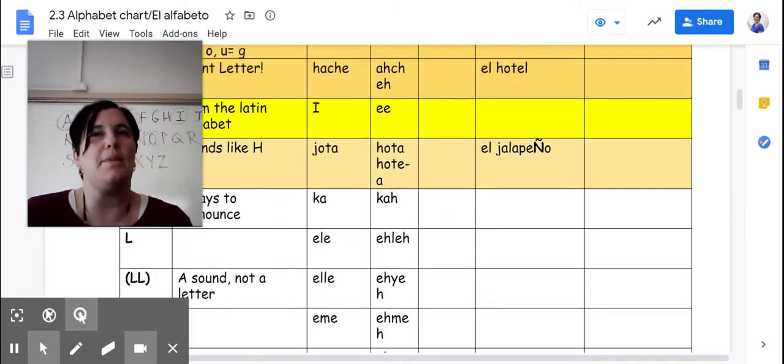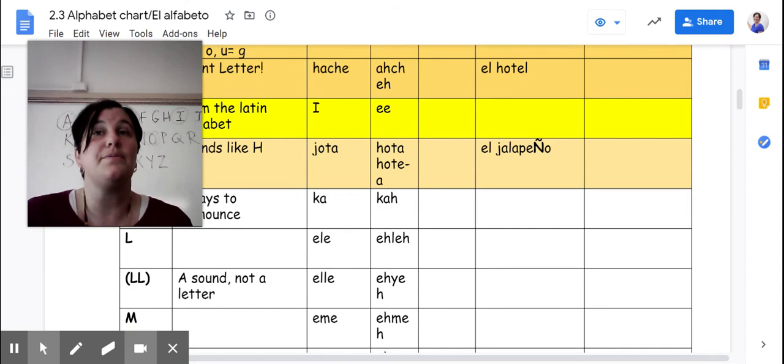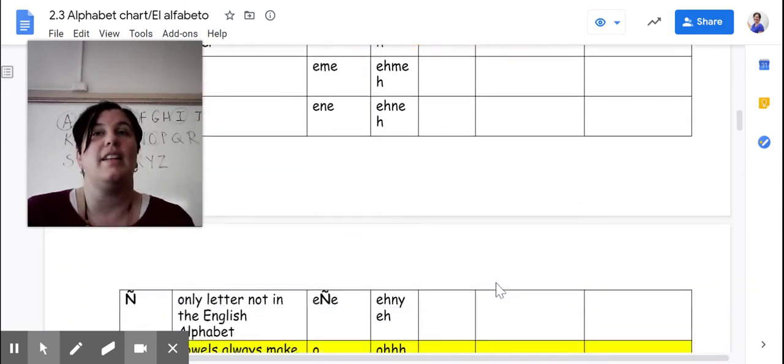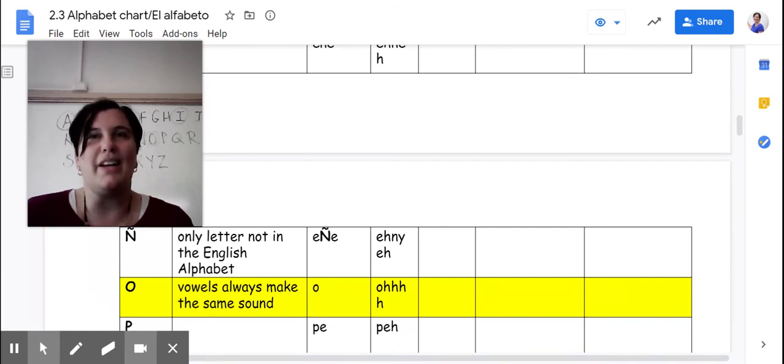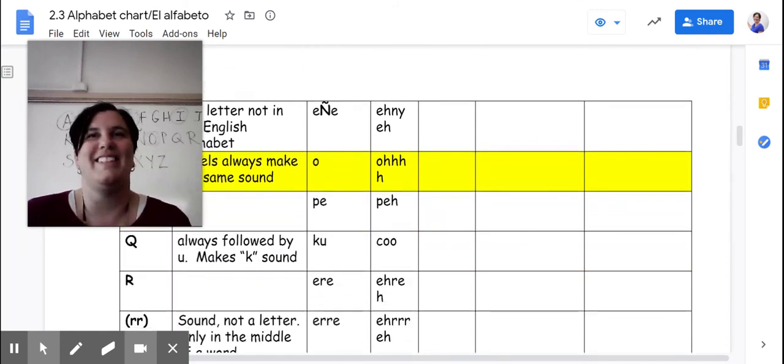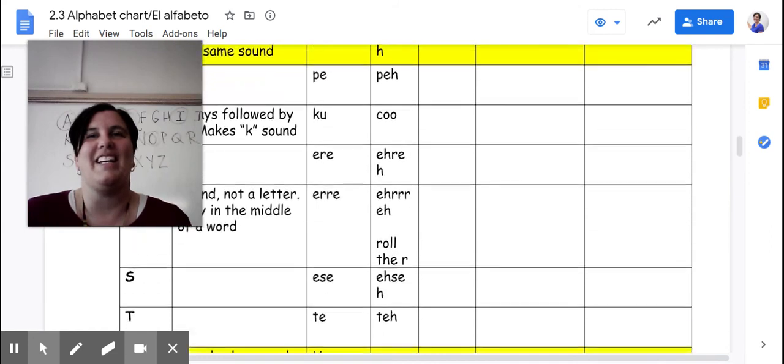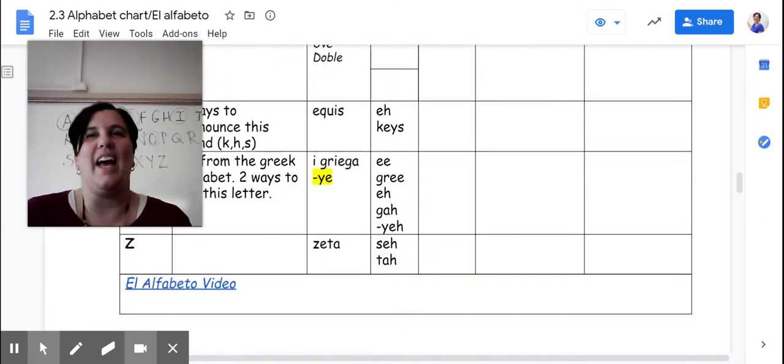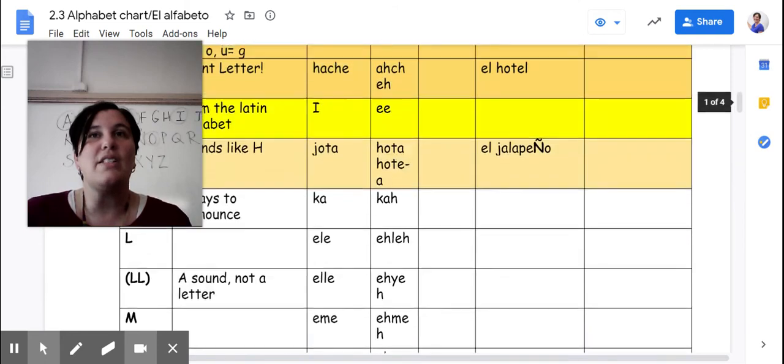I didn't mark the double L, but the double L says yeah, the Y sound. The Ñ, this is the only letter that they have in Spanish that's not an English letter, and it says nye, nye, da, nye. I like that one. Let's see, is that all we have? That's all we have.